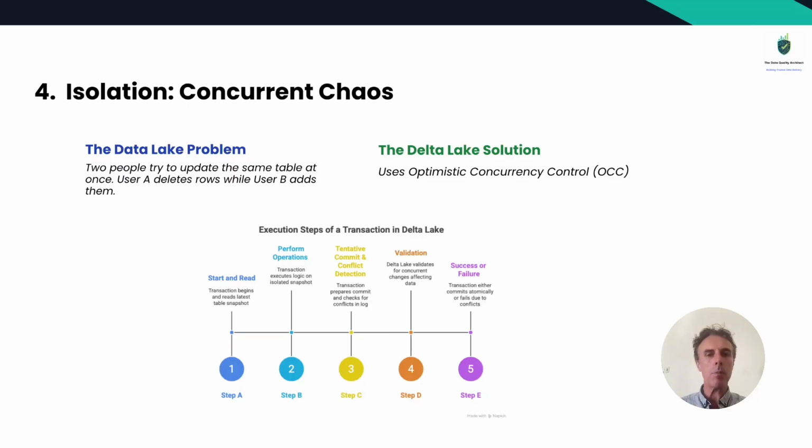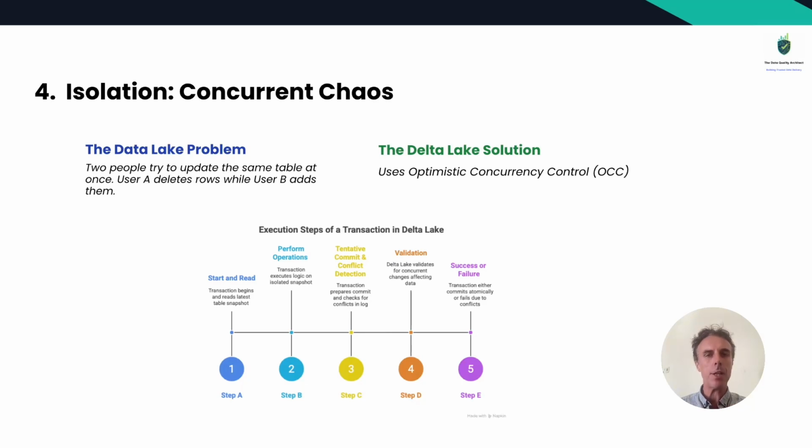Then, before committing, the transaction prepares a proposed commit, a series of actions like adding or removing data files. It then checks the transaction log for any new commits that have occurred since that first step, since reading that file. This is the core of conflict detection.